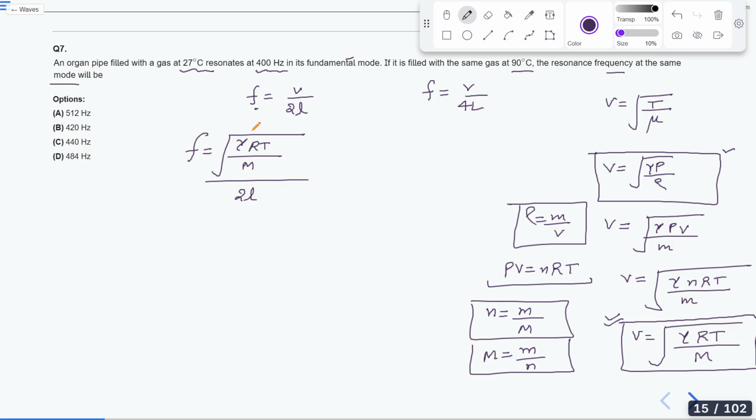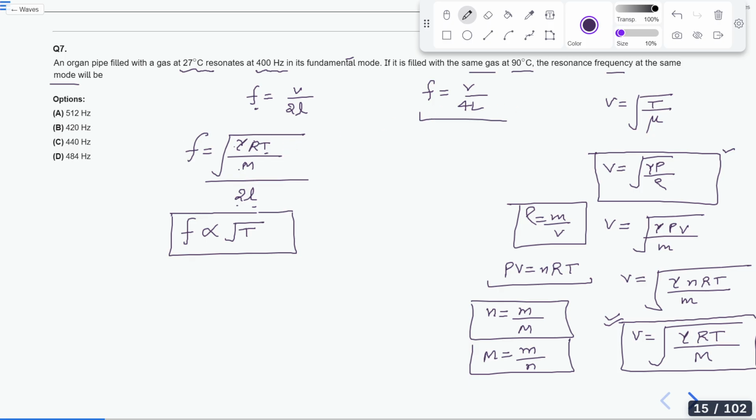Now the gas is not being changed. We are using the same gas in the second case. That means gamma would be the same. The gas constant is also a constant, and molar mass will also be the same. That means gamma, R, M are not changing. Also the length of the pipe is not changing, and 2 is also constant. That means only temperature is variable. So frequency is only dependent on the root of temperature. All other things are constant.